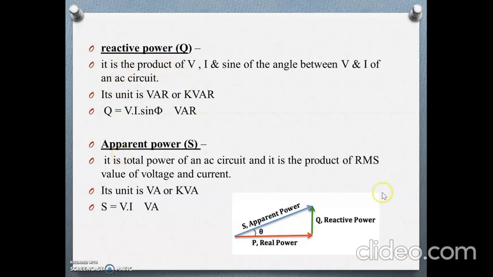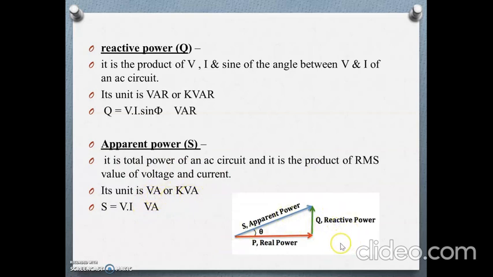Then the third one is apparent power, capital S. It is the total power of an AC circuit, and it is the product of RMS value of voltage and current. That is, S is equal to V into I. Its unit is volt ampere or kilovolt ampere, denoted by capital VA or kVA.